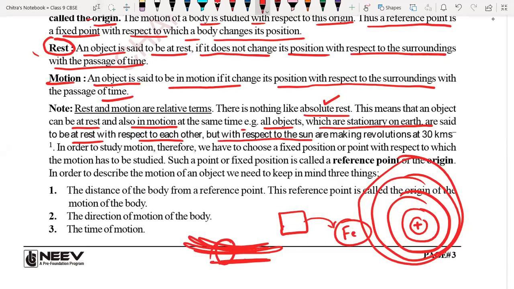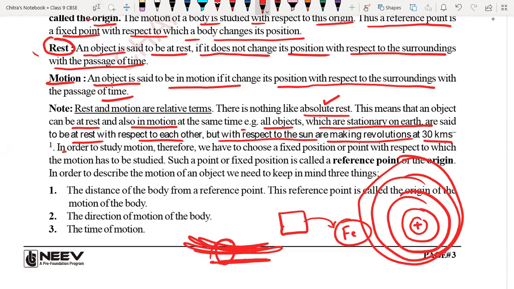But with respect to the sun, we are making a revolution at 30 kilometers per second. And it takes 1 year to complete one revolution around the sun. Hence, we are in motion with respect to the sun.